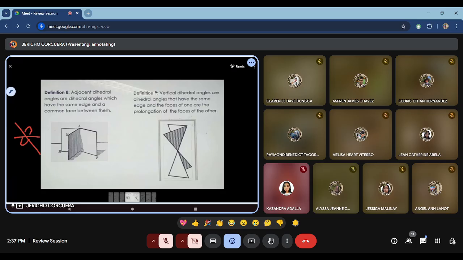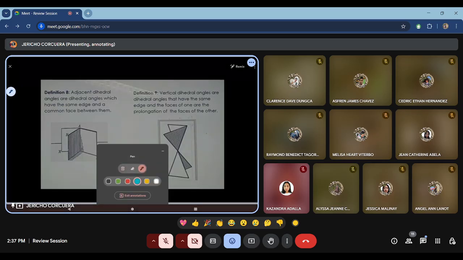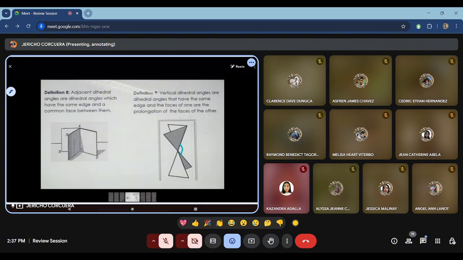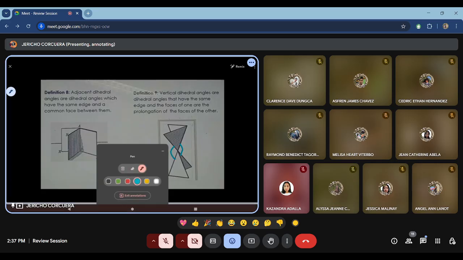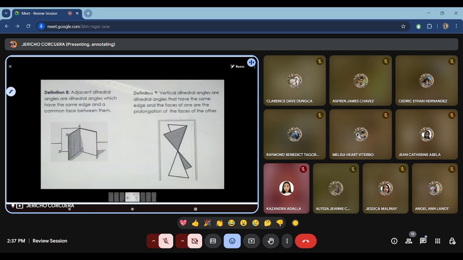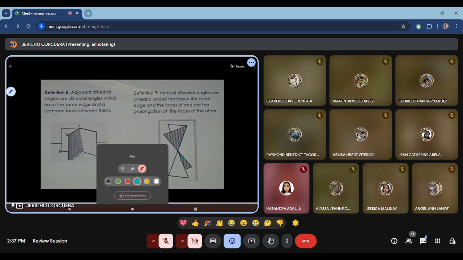We also have vertical dihedral angles. If I'm not mistaken, it looks like this. If you can see the shaded area and the not shaded area there, those are the vertical dihedral angles. And the ones inside are broken lines. Oh, wrong. Continue.